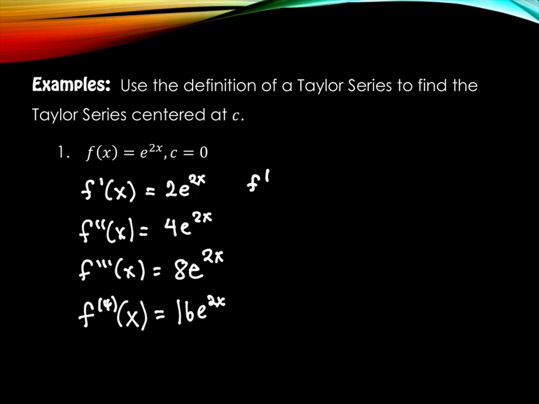Well, our c value here is actually 0. So this is, more specifically, a Maclaurin series that we're going to find. So take a second, evaluate all those at 0, and we're going to check back in and see that everybody has the same values.